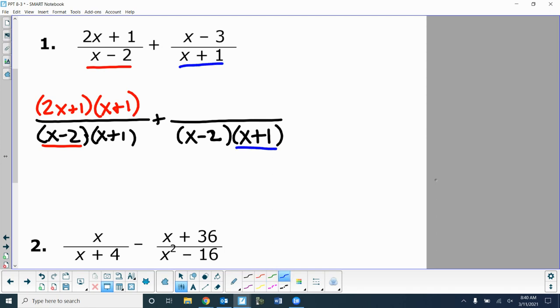What did I do to the second denominator? So what do I multiply x minus 3 by? Same thing, x minus 2. Questions? Do we understand that?